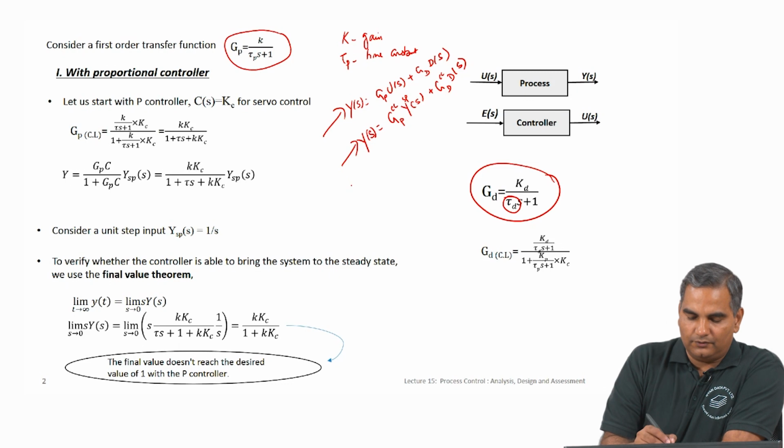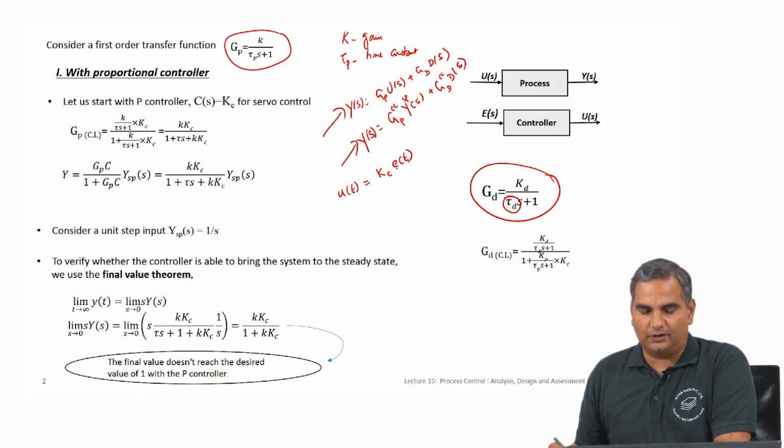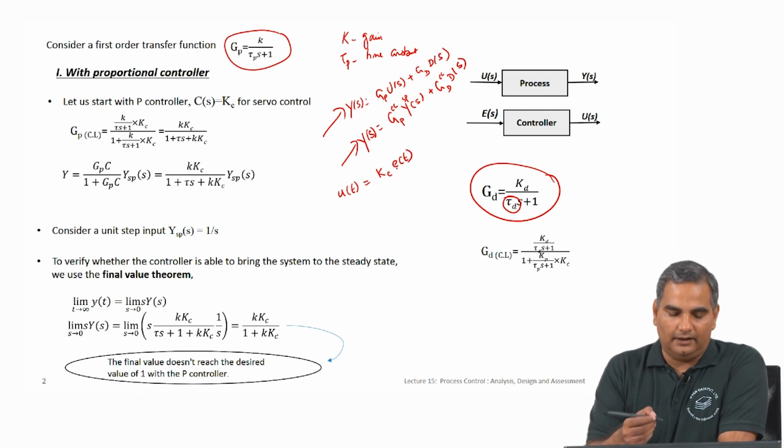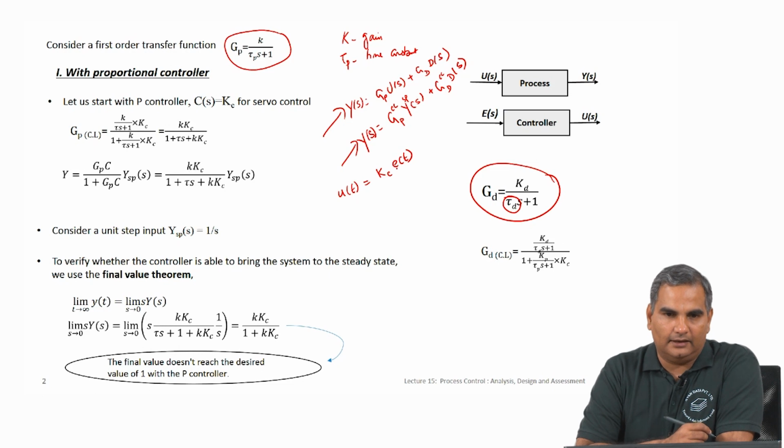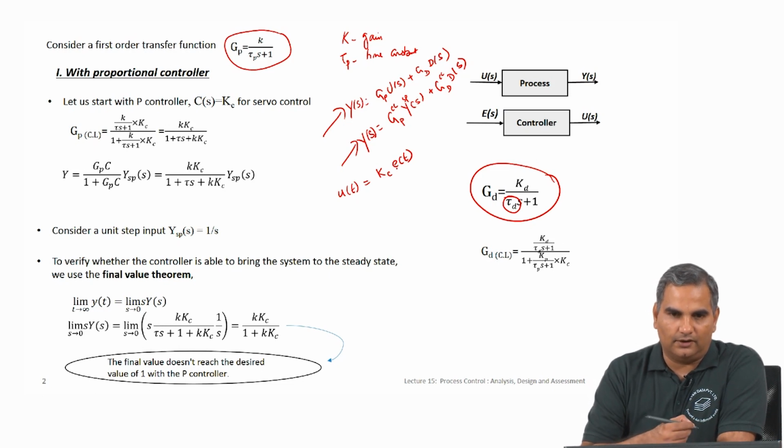Remember from before we said u of t is some K c times e of t is the equation for a proportional controller, where the effort that we take in controlling the process, or the manipulated variable value that we keep, is directly proportional to the error that is seen.